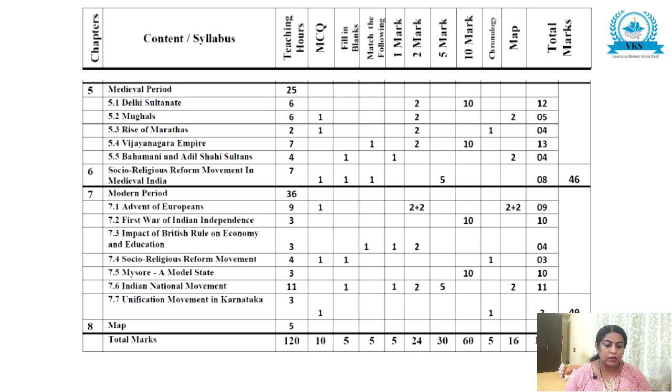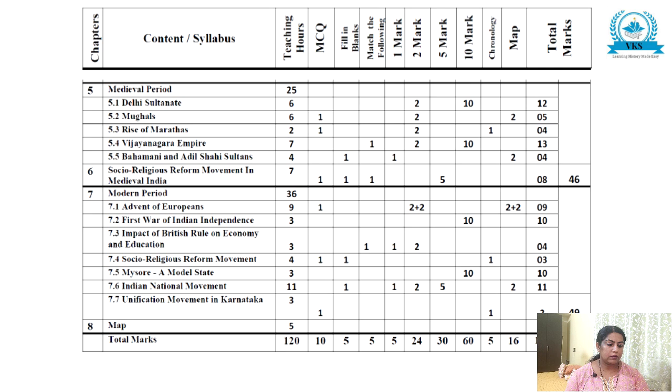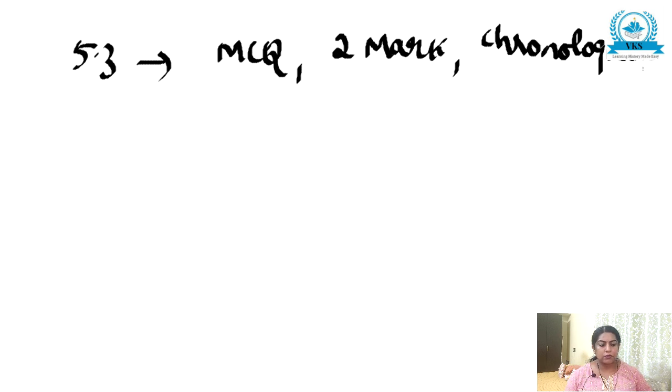Now let us move on to chapter 5.3, that is the rise of Marathas. From this chapter, an MCQ, a 2-mark question and a chronological order question can come. So that is 5.3, rise of Marathas. From 5.3, an MCQ can come, a 2-mark question can come, and also a chronological order question can come.